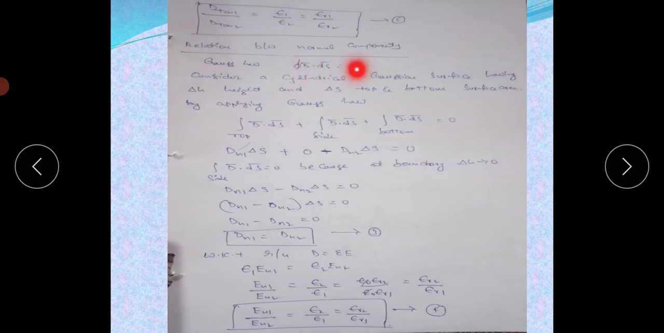So this is the Gauss law equation, and here we are selecting a cylindrical Gaussian surface. The cylinder has three surfaces. So first, top surface D̄ · dS̄ plus side surface D̄ · dS̄ plus bottom surface D̄ · dS̄ equals 0. Next, we have to find these three terms separately: top surface, side surface and bottom surface. First, the top surface.